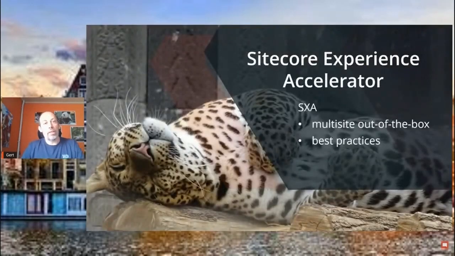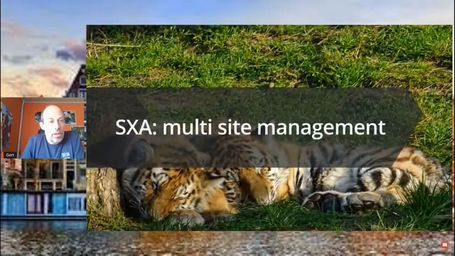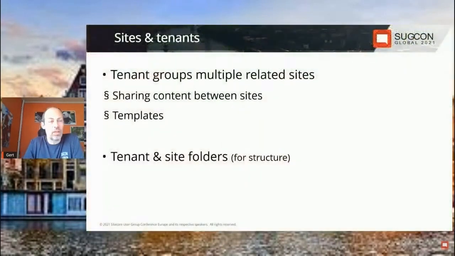We will be doing this with the Sitecore Experience Accelerator, SXA. This has multi-site features out of the box. We'll have a look at those and also check some best practices. Let's start with SXA multi-site management. Within SXA, you have sites and you have tenants. A tenant will group multiple related sites. This means it will have the templates for those sites, and it will give you, for instance, the option to share content between the sites.